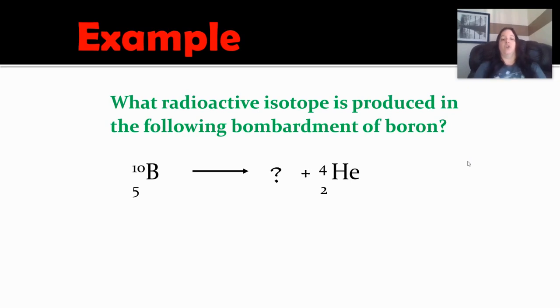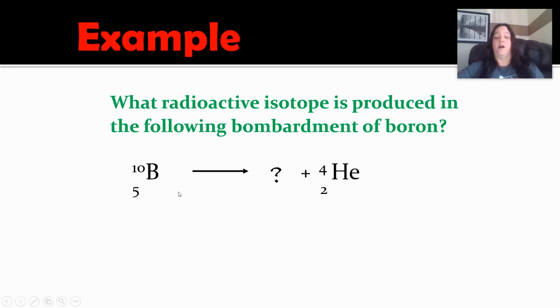So let's see if we can solve this example. Go ahead and write it down. This is boron 10. So what is the radioactive isotope produced in the following bombardment of boron? So I'm giving you the parent, boron, which is 10, atomic number 5, which you find on the periodic table. We don't know the type of isotope that's going to be made. So we're going to use this information we have here to solve. So really, you're just subtracting. The way I recommend it is you do the bottom number first, because that's going to give you your element.